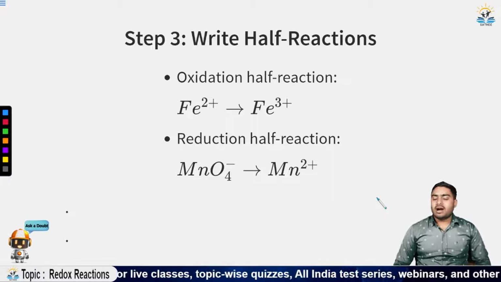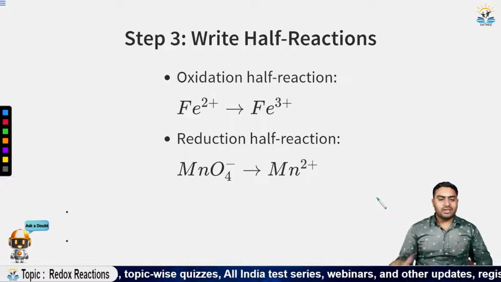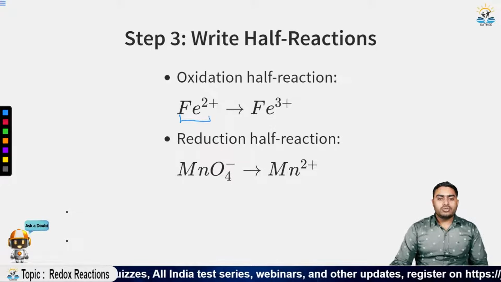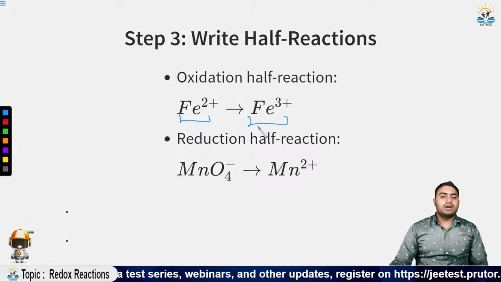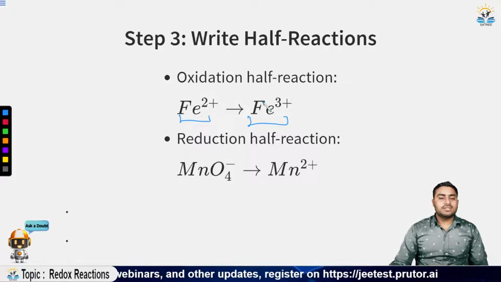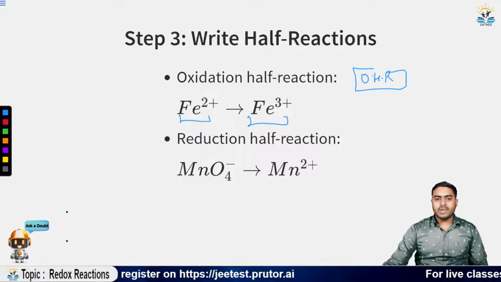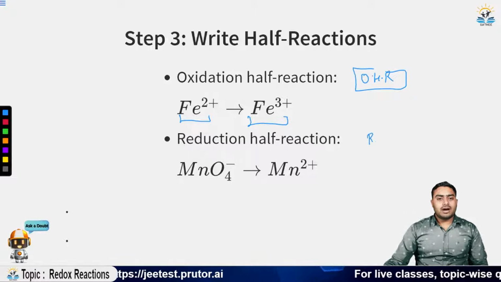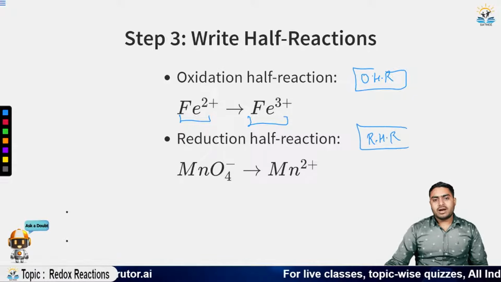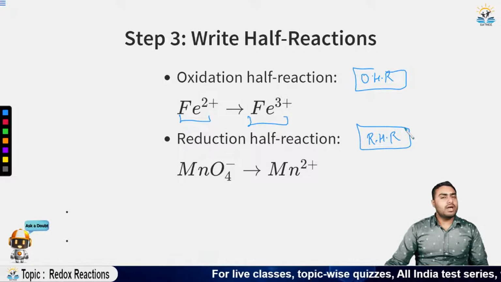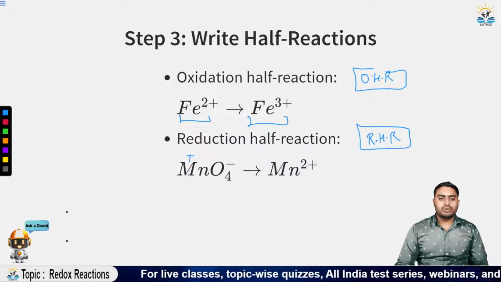Next, write half reactions. So the oxidation half reaction and reduction half reaction you have to write. So Fe2+ gives Fe3+. This is the oxidation half reaction, or simply you can say OHR. Reduction half reaction, RHR: MnO4- to Mn2+, that means plus 7 to plus 2.